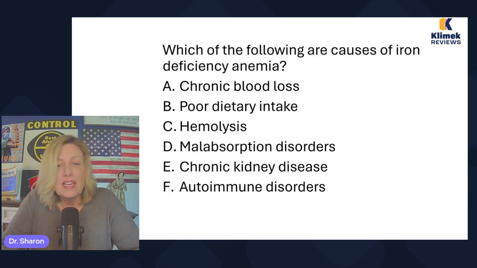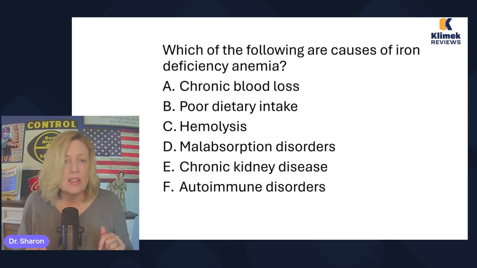Poor dietary intake is a cause of iron deficiency anemia. Well, that would make sense. We get our iron from what we eat. So if we have poor dietary intake, then that would be a cause of iron deficiency anemia. Hemolysis. Hemolysis is the breakdown of red blood cells. So they're not losing iron. If it breaks down, the iron stays in the body. And so it doesn't really cause iron deficiency anemia. Malabsorption disorders, they may be taking it in, but they're not absorbing it.